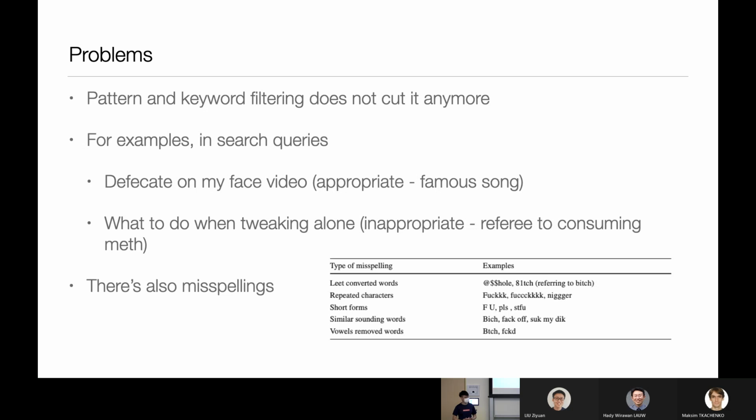So there's also then misspelling. Misspellings are basically words that are converted to leet. So as we'll see later in the Xbox gaming set, or repeated characters, short forms, removed vowels, and such things. So let's say for "bitch", they're missing an I, pattern recognition can't detect it the manual way.